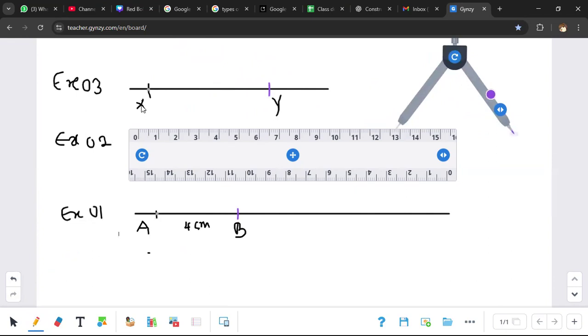So is this all? No, this is not the end of this. You have to mark 6 centimeters, definitely 6 centimeters. So this is the full straight line segment. This is how you are going to construct a straight line segment.